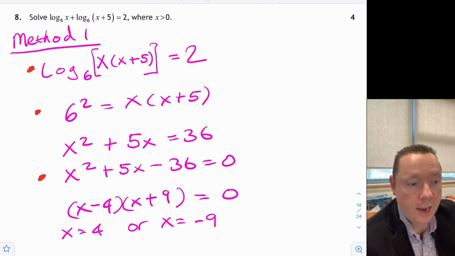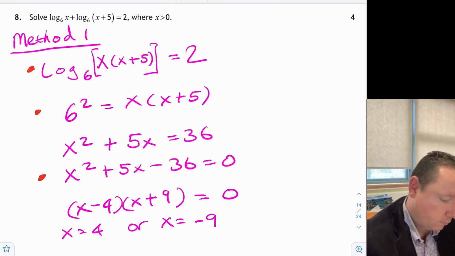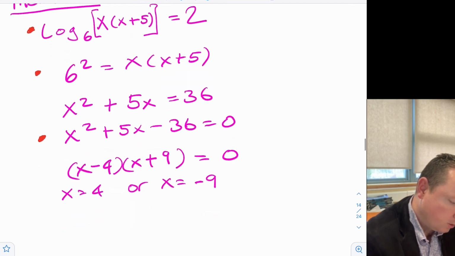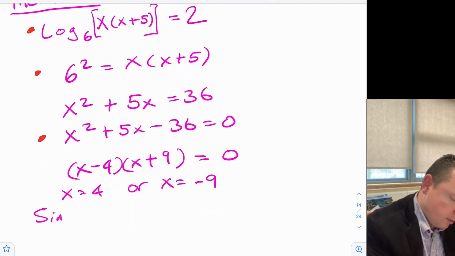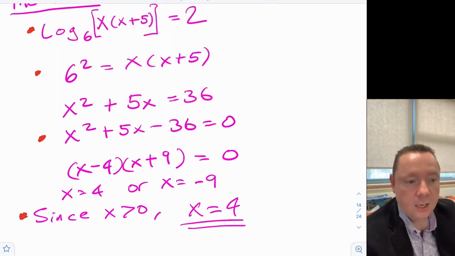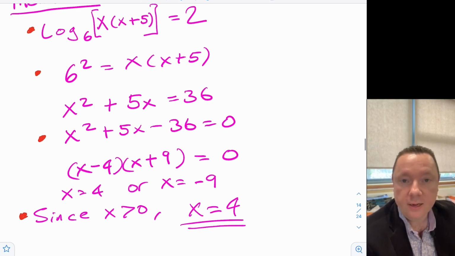But x has to be greater than 0 because it says so in the question. So we disregard one of the answers. Since x is greater than 0, x equals 4 is the only valid answer. And there is our final mark right there. We have to have stated that x equals 4. We disregarded the minus 9 to get that final mark.